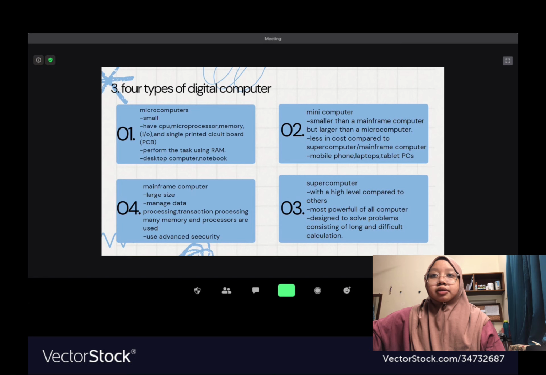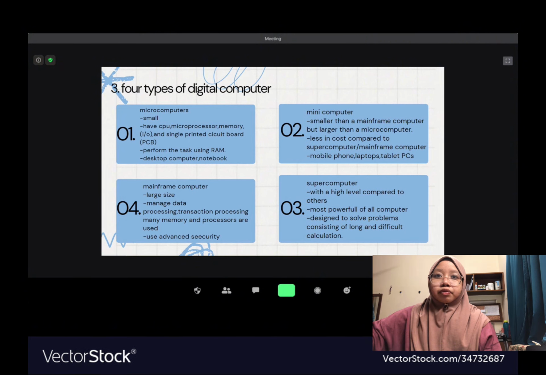Third is supercomputer. Supercomputers are at a high level compared to others because the supercomputer is the most powerful of all computers, and it is designed to solve problems consisting of long and difficult calculations.